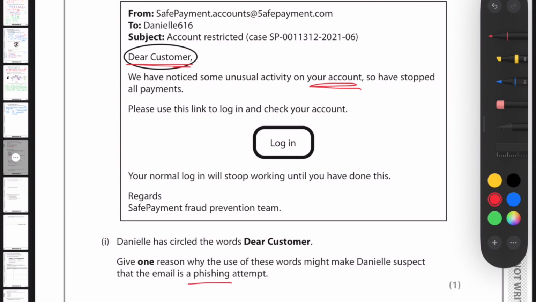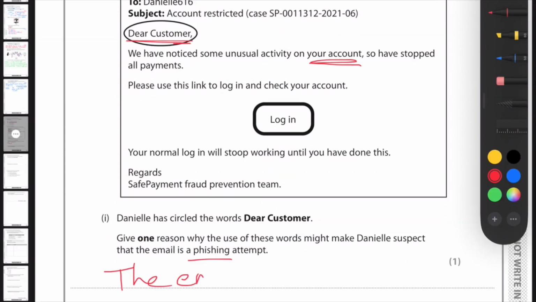But it's not very personal, is it? This is just a general "Dear customer," rather than something specific to Danielle. So that would be, in my words, the email should be personalized.